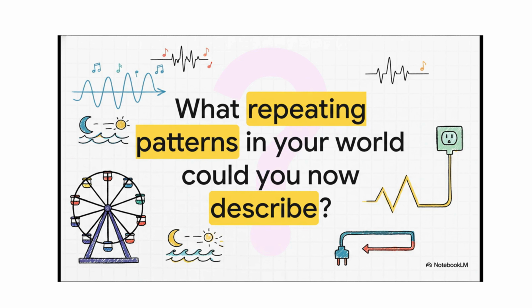So think about this. We started with the simple Ferris wheel, and now we have a formula that can literally describe any wave. That's the real takeaway here. You now have the toolkit to describe so many repeating patterns in our world. We're talking about everything from the sound of a guitar to the rhythm of the ocean tides, even the electricity flowing through the walls of your house. They're all just waves. So the question is, now that you can build any wave you want, what patterns in your world could you describe?